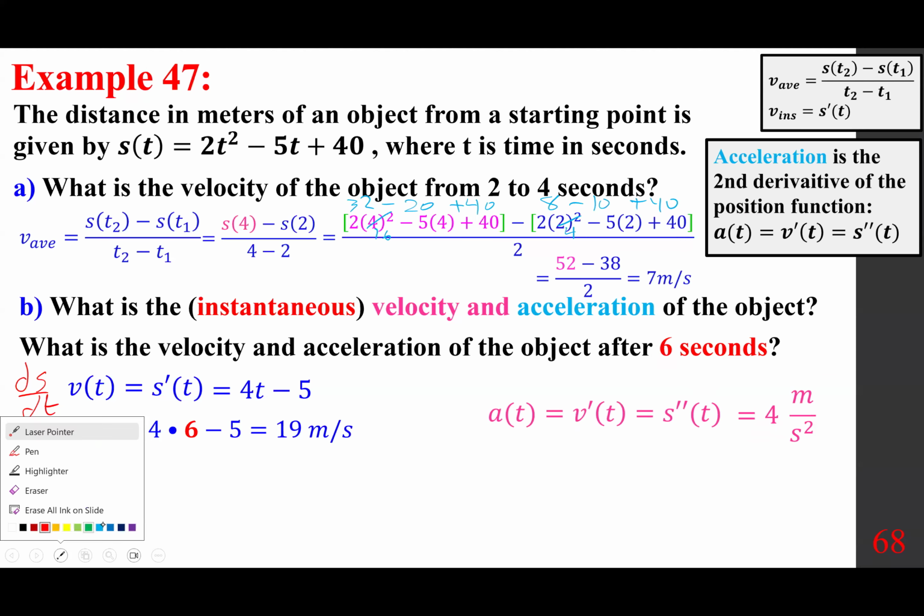When does the object reach a velocity of 31? So the velocity of 31, set them equal. Move the negative 5, make it positive. You get 36 divided by 4. It takes 9 seconds.